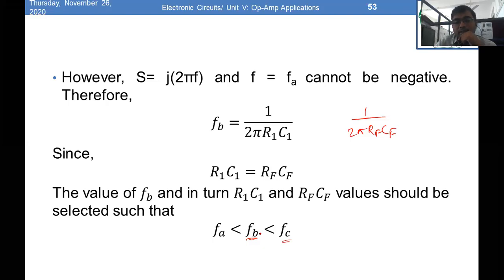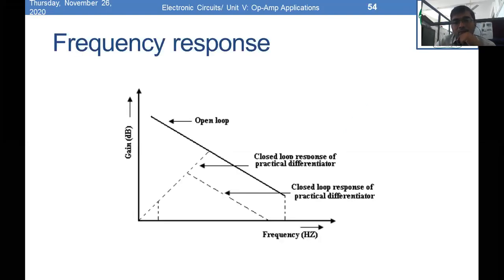So this is the important relationship that you can see from this particular diagram of the frequency response as well. This is the gain versus frequency curve. This is the open loop gain of the ideal differentiator, and these two are the practical differentiator.